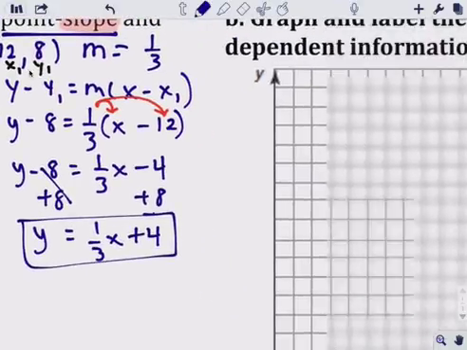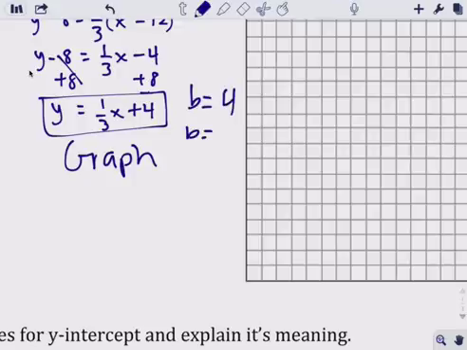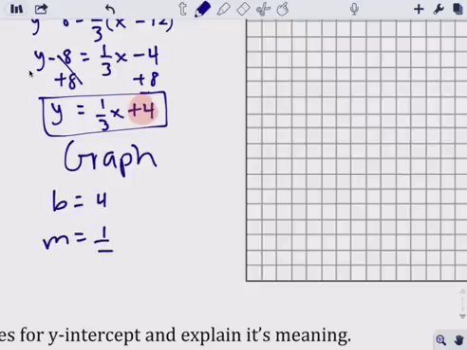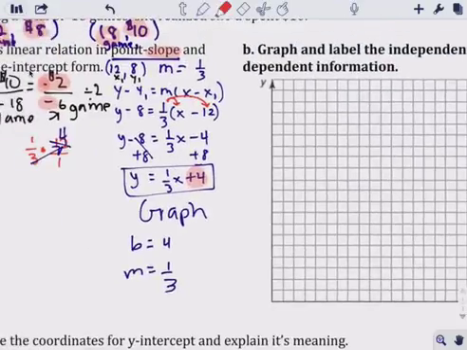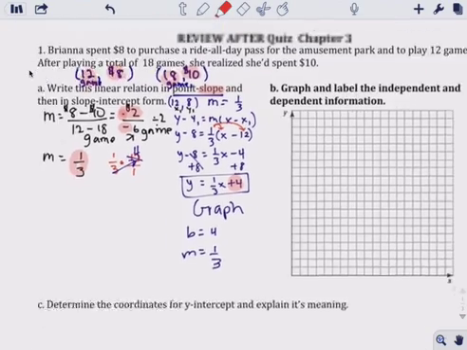Okay, that gives you, when you use this to graph, your y-intercept is 4 and your slope is 1 over 3. Your y-intercept is 4, so b is 4. Slope is 1 over 3, just like what we found here, right? Should be the same, no difference.